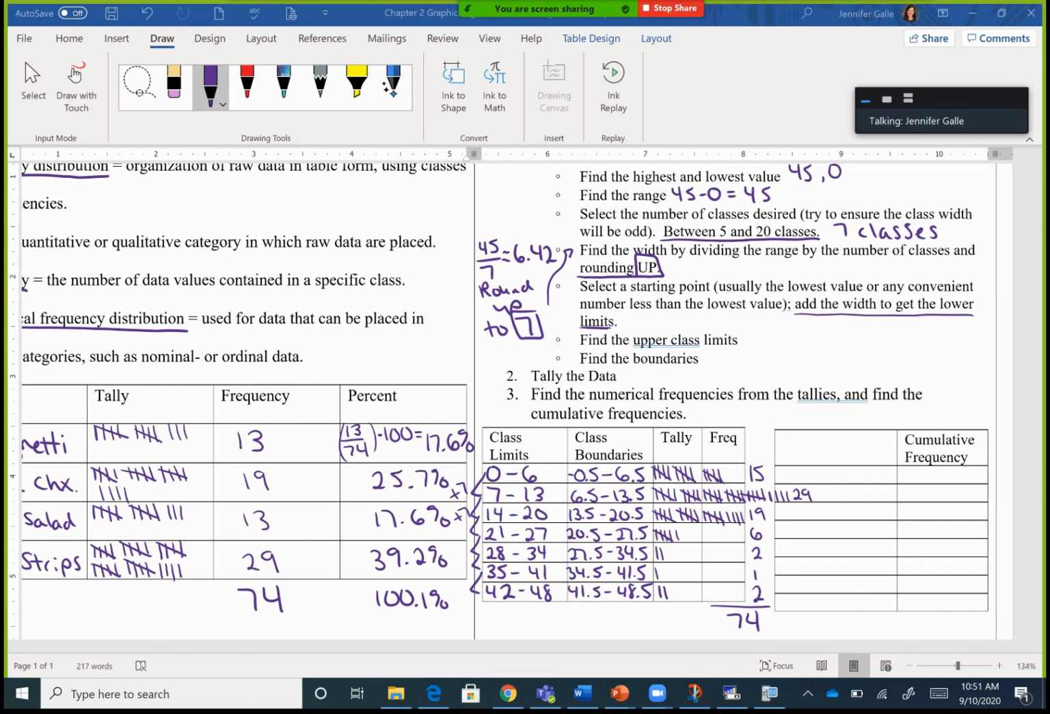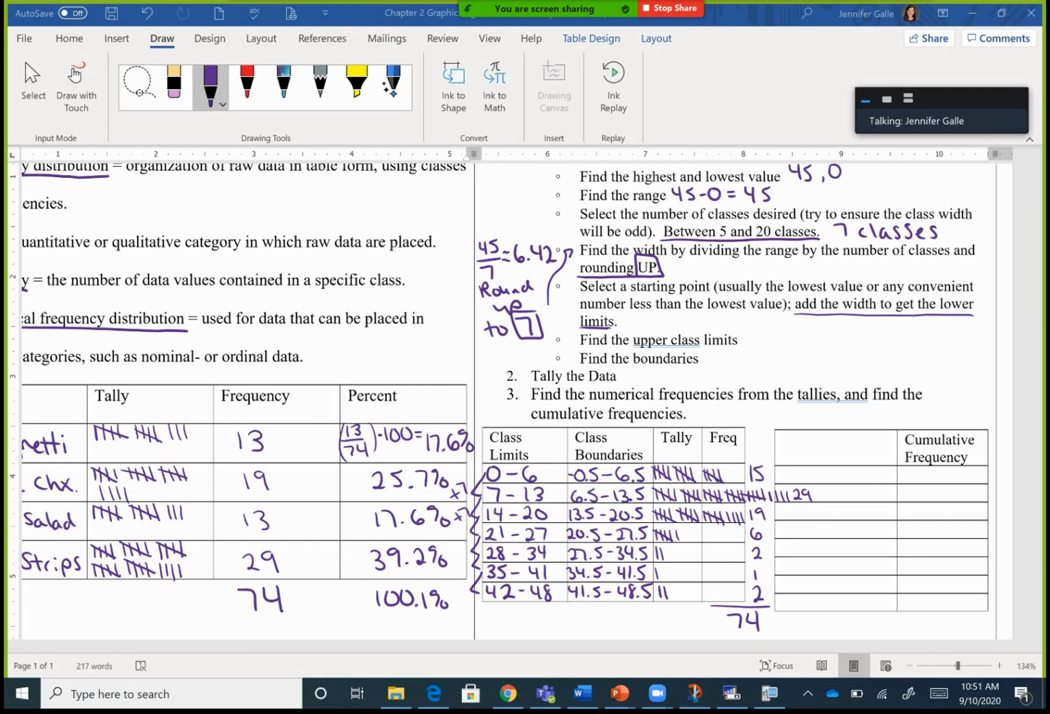So double check yours with mine. And sorry guys, when I set this up, I printed this off before you guys did your data. I was trying to get ahead of the game. I didn't realize we'd have so many people in that 7 to 13 minute space. A lot of you must live pretty close to school.